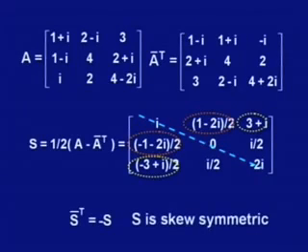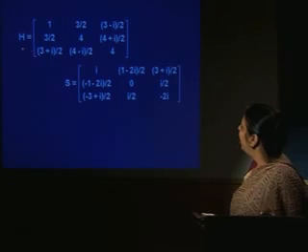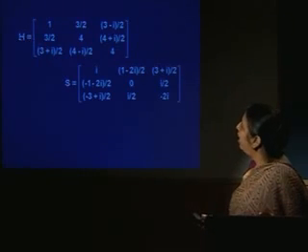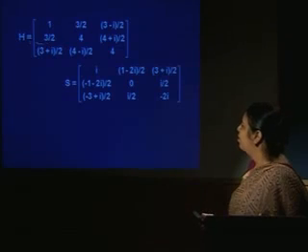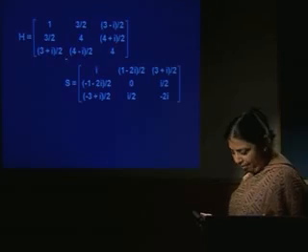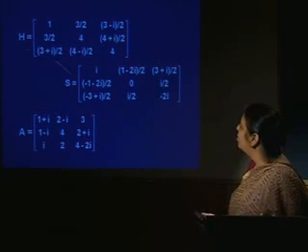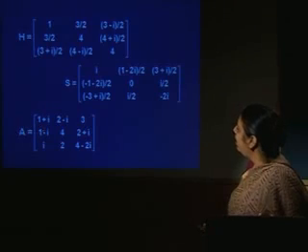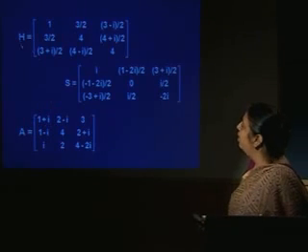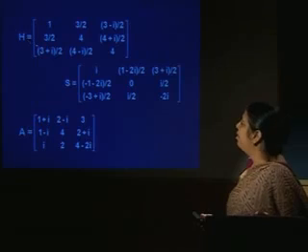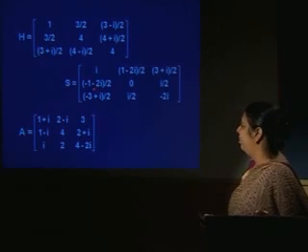So, what I have done is I have calculated H, I have calculated S. H is half of A plus A bar transpose, S is half of A minus A bar transpose, and my claim is that H is Hermitian and S is skew Hermitian, and the sum of these two matrices is the given matrix A. One can check 1 plus I is 1 plus I, so H plus S is A. So, any complex matrix can be written as the sum of a Hermitian matrix and a skew Hermitian matrix.